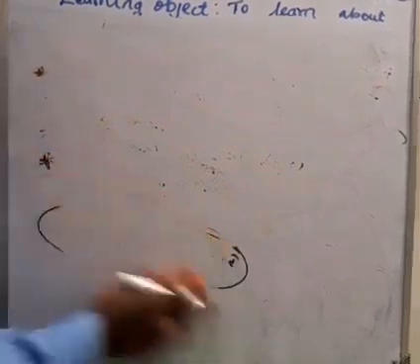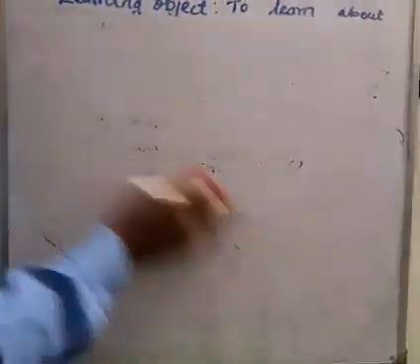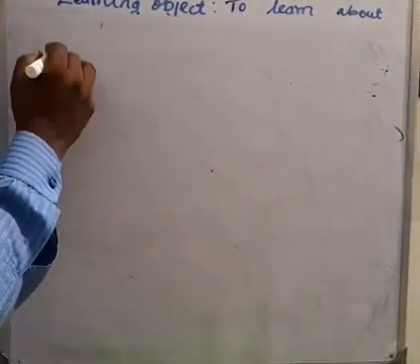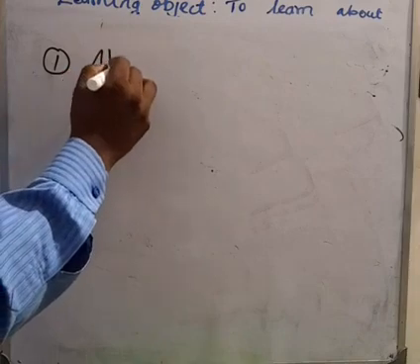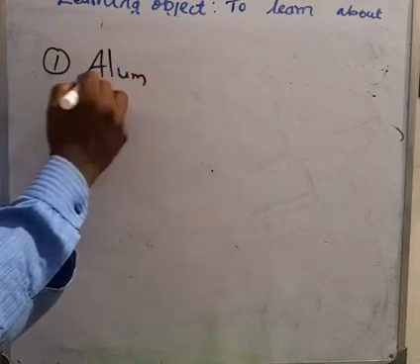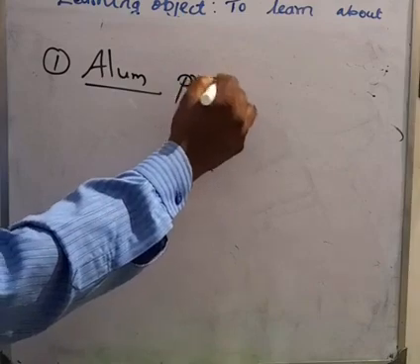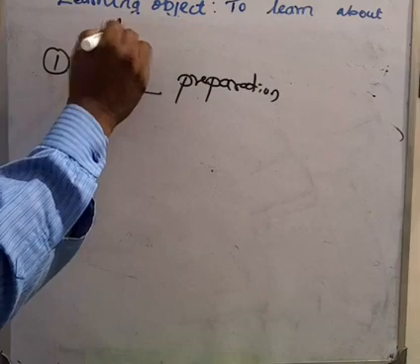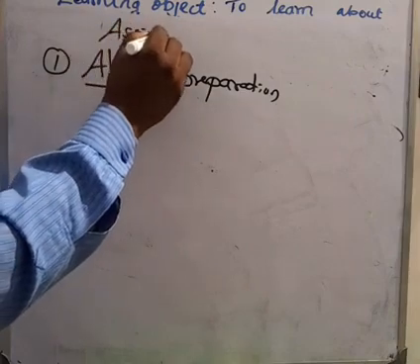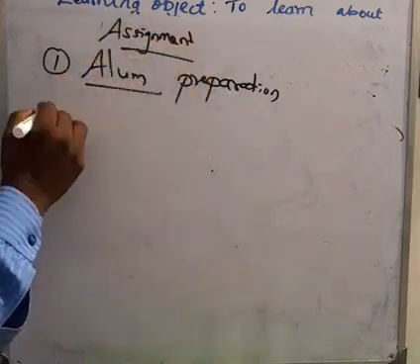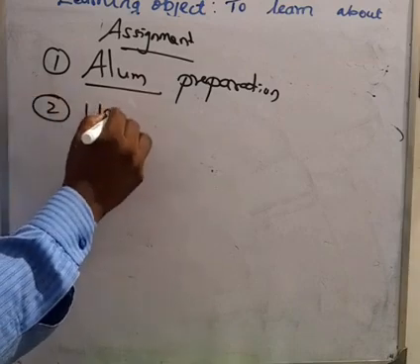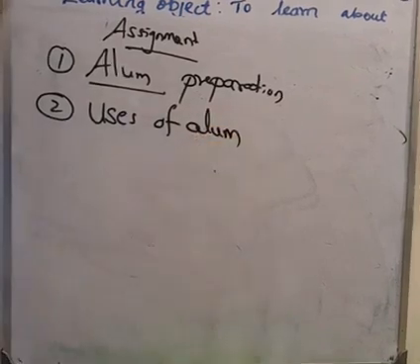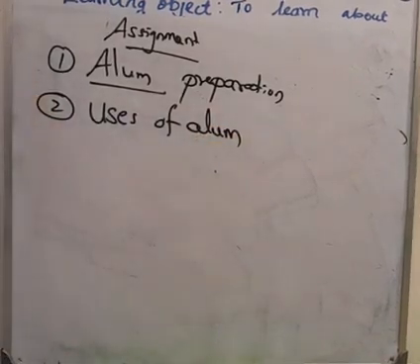So today our assignment is about alum. The first one is the preparation of alum. The second one is the uses of alum. These are the two assignments.